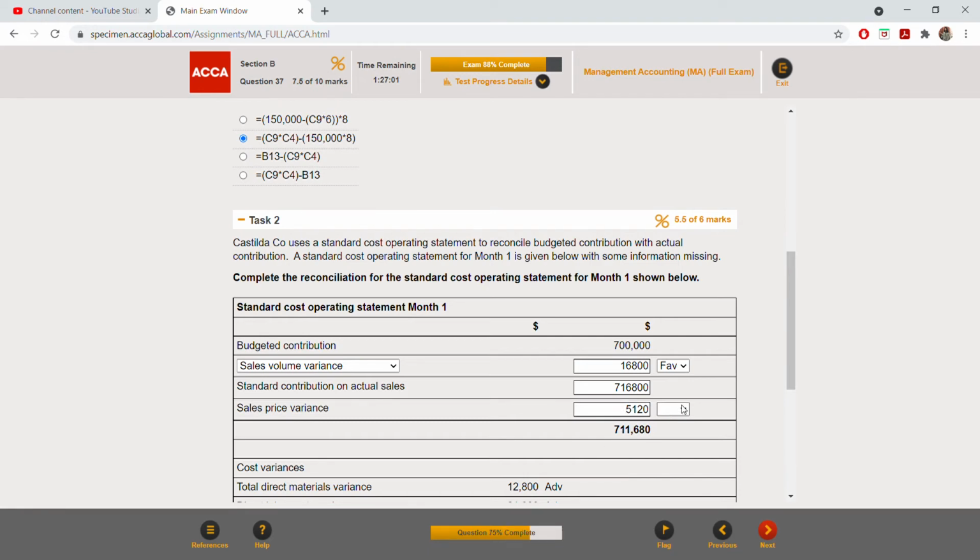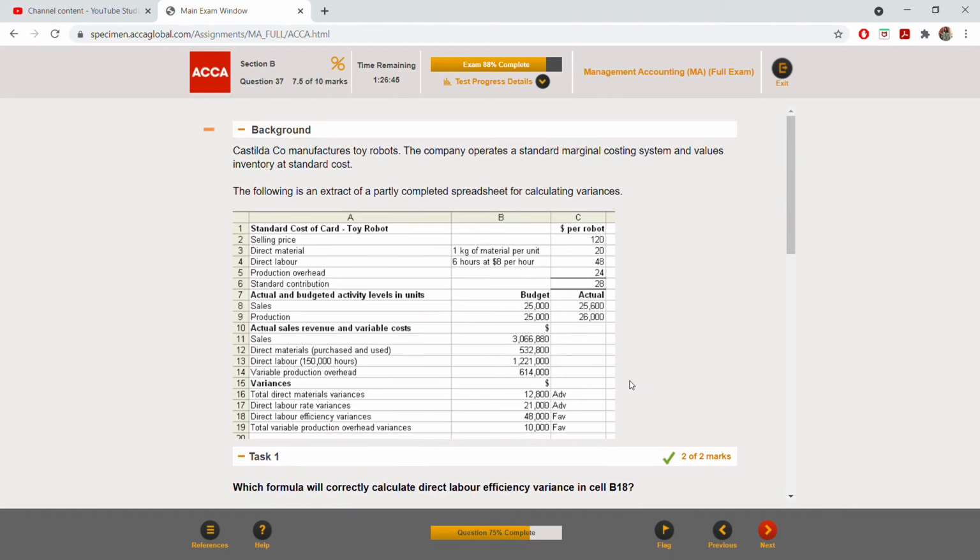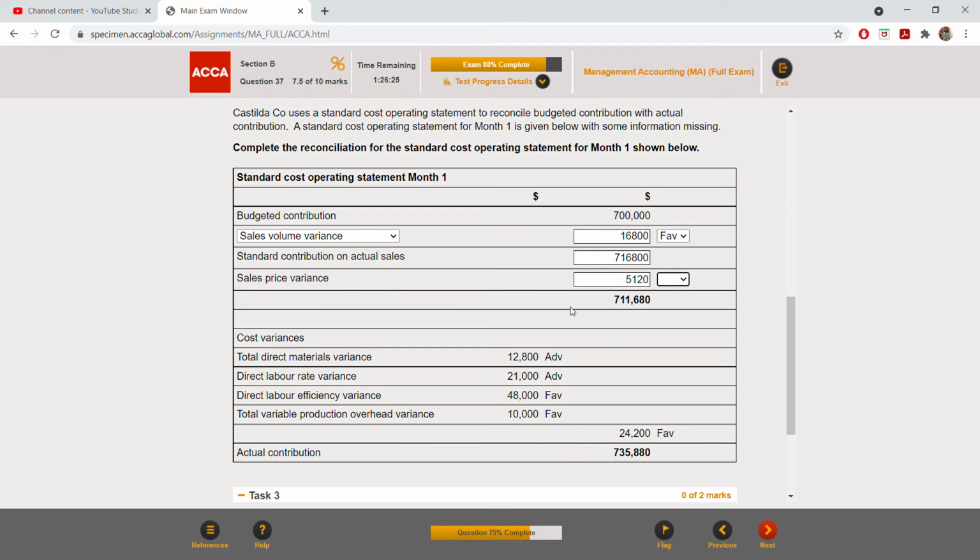But this 5120, is it favorable or adverse? Go up and check the price. So sales price is 120. Okay, this is adverse. The reason is because you have this figure. If you want to get this figure, this has to be adverse. That means you have to deduct it.